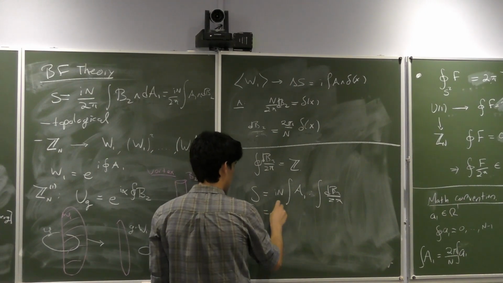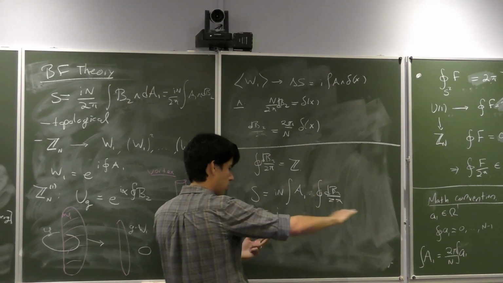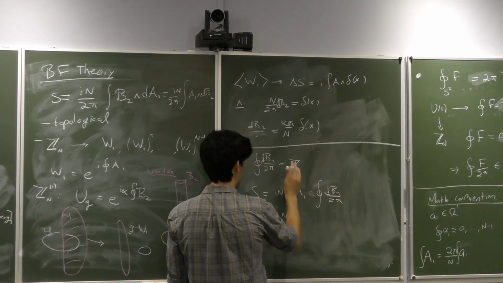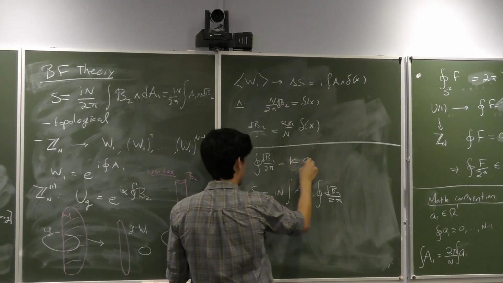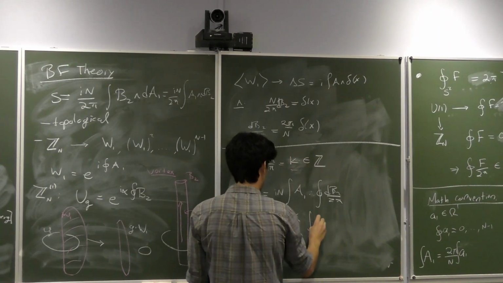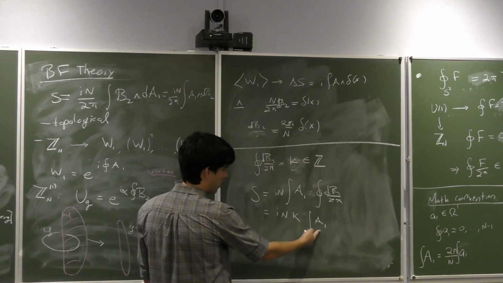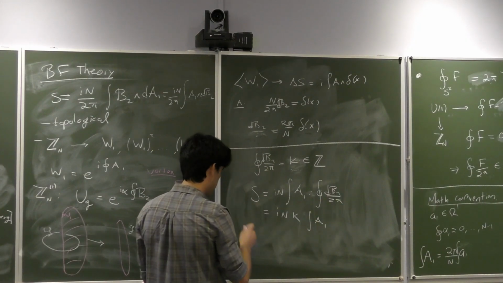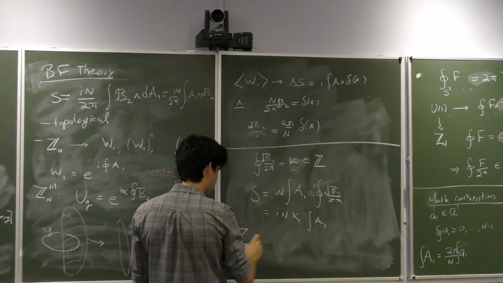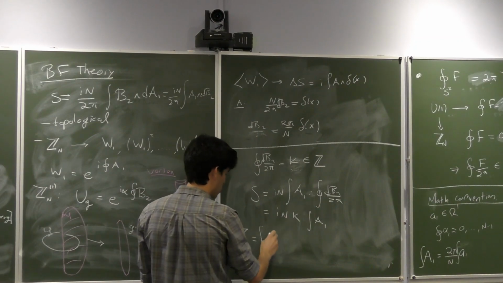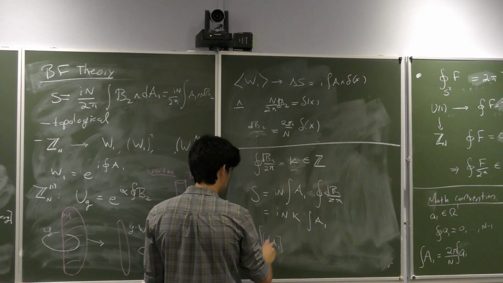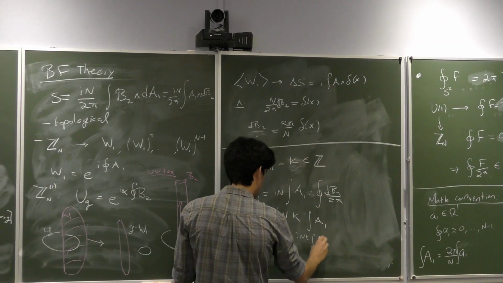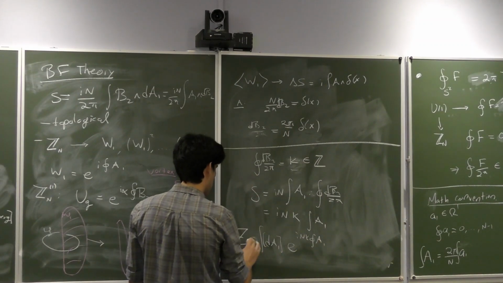So when you integrate this over some closed foliation of your manifold, you get i n, we'll call this K, times the integral of A1. Now A1 we know is 2 pi over, well, okay, so this is what you get when you put in a U1 gauge field. And so now your partition function, after you integrate out B2, looks like the integral over A1 of e to the i n K, where you're summing over all the possible Ks.